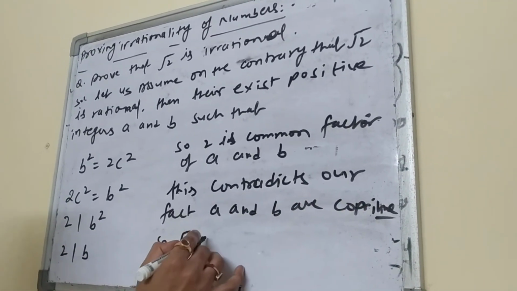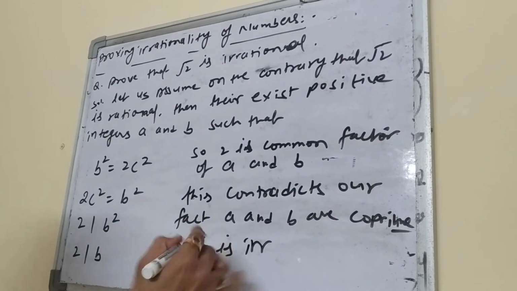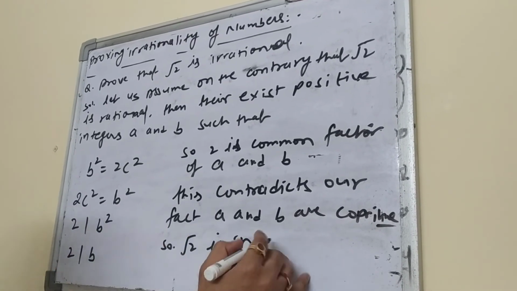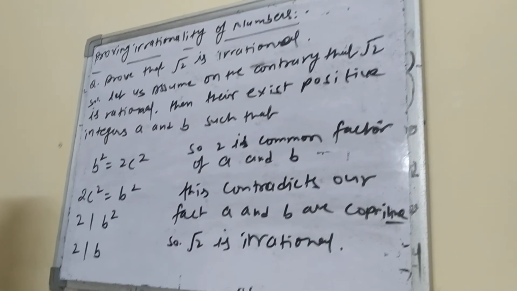So root 2 is irrational, not rational. It contradicts our assumption that root 2 is rational, so root 2 is irrational. Hence proved.